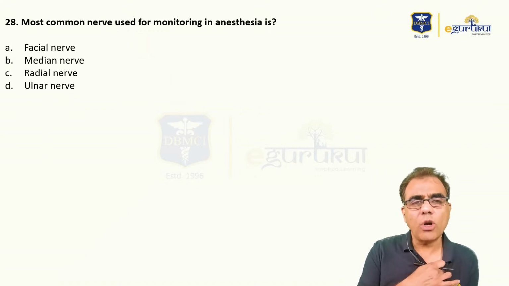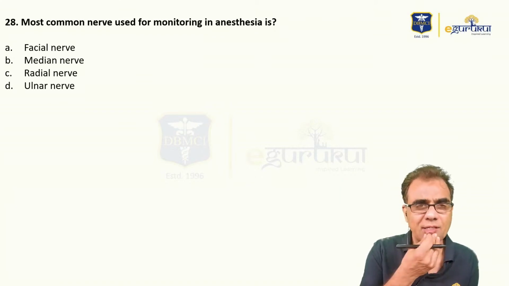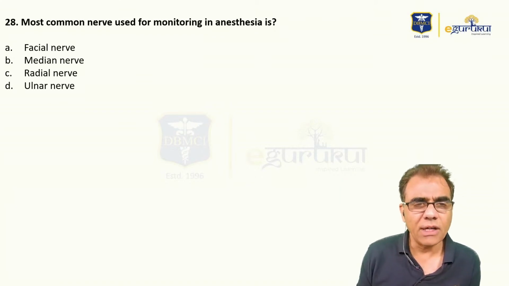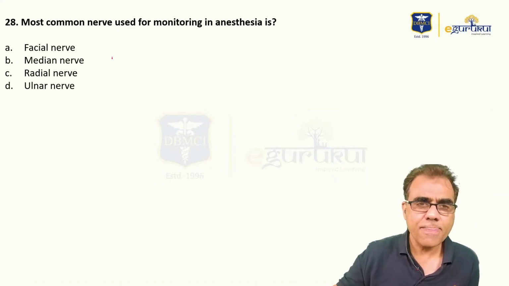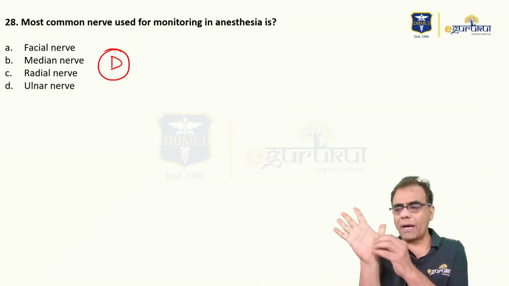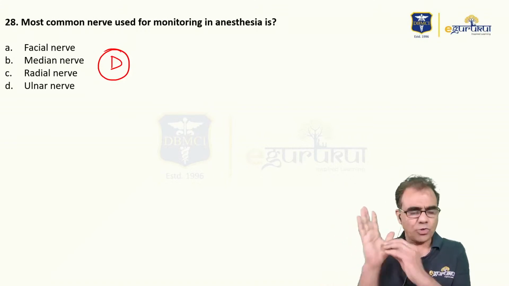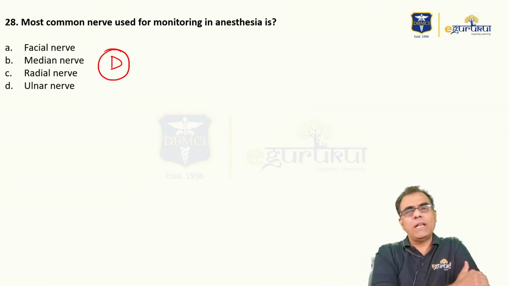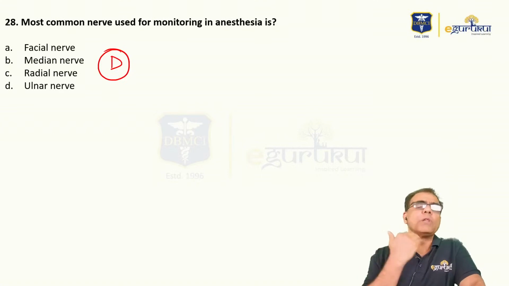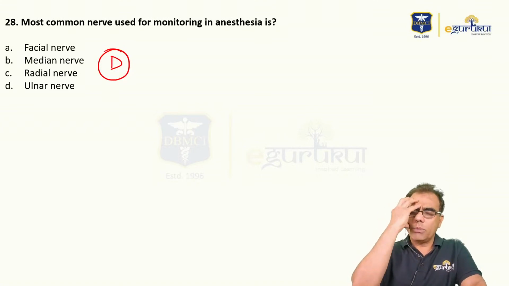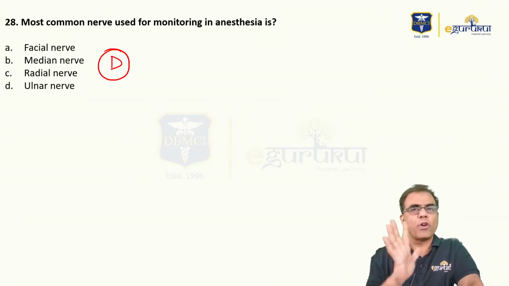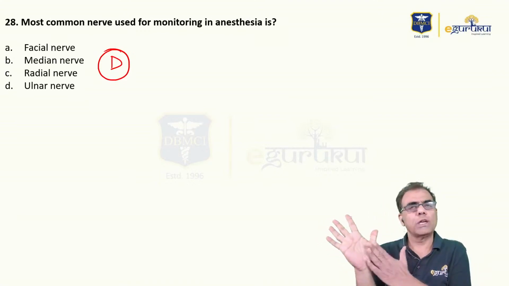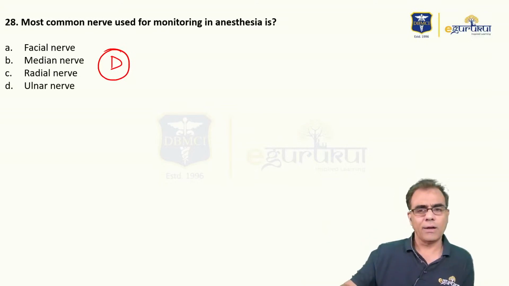28. The most common nerve used for monitoring in anesthesia is: facial nerve, median nerve, radial nerve, ulnar nerve. Ulnar nerve. Actually the most commonly used muscle is adductor pollicis, supplied by the ulnar nerve. Actually the ideal is the facial nerve, that is corrugator supercilii or orbicularis oculi. Why? Because they parallel the laryngeal muscles, but it is not practical to put electrodes over the eye and face, so we are not using them, and most commonly we use adductor pollicis supplied by the ulnar nerve.